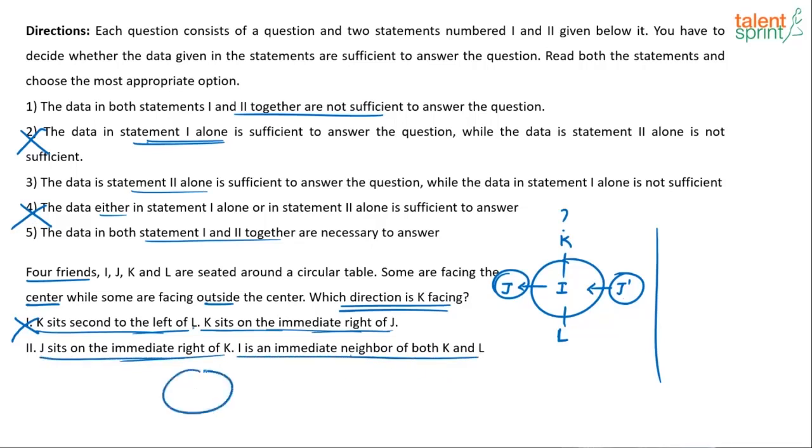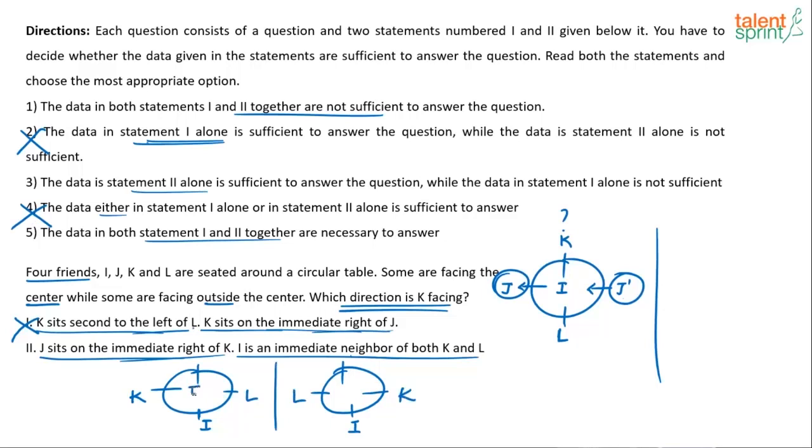How do you do this? Let's take two circular arrangements with positions 1, 2, 3, 4. See, what do we know? I is an immediate neighbor of both K and L. What are the possibilities? Let's say I sits here. He's an immediate neighbor of both K and L. It could mean KIL or LIK.